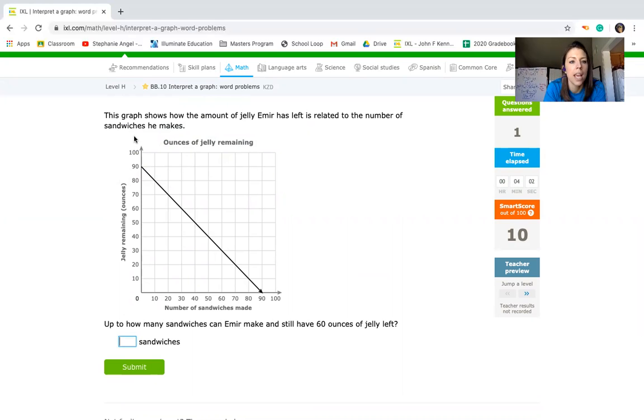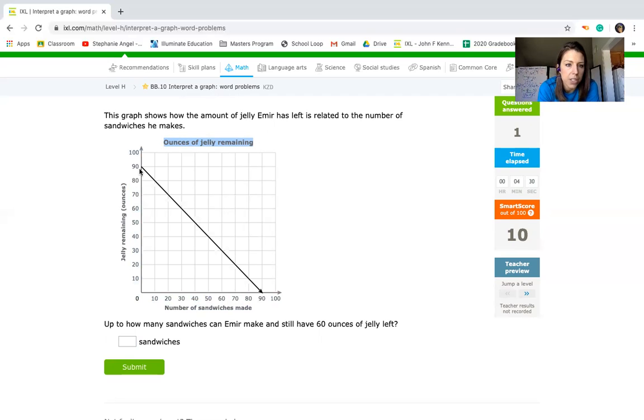All right, example 2. This graph shows how the amount of jelly Emer, I don't know how that name is pronounced, has left is related to the number of sandwiches he makes. So he's making some type of sandwich with jelly. I assume it's peanut butter and jelly. I can't imagine just having a jelly sandwich, but whatever. All right, so this represents ounces of jelly remaining. So probably he's using like a jar. So based on the number of sandwiches, how much is left in the jar?